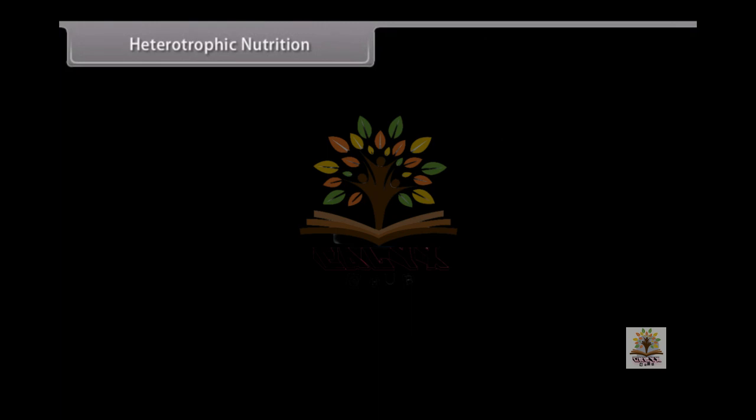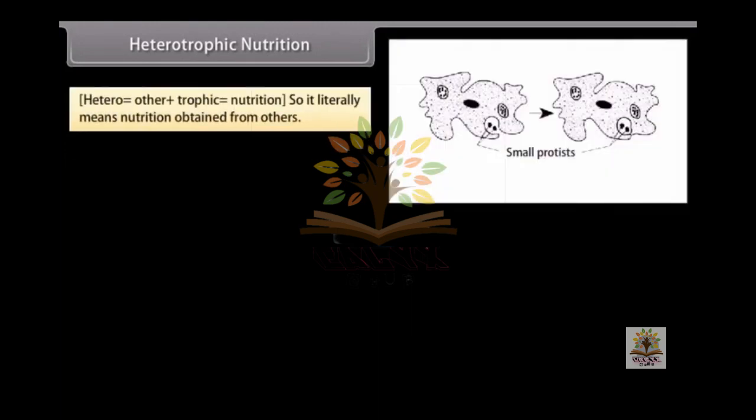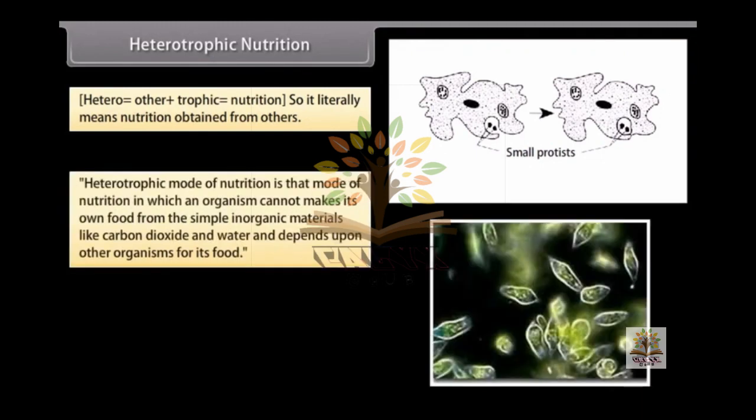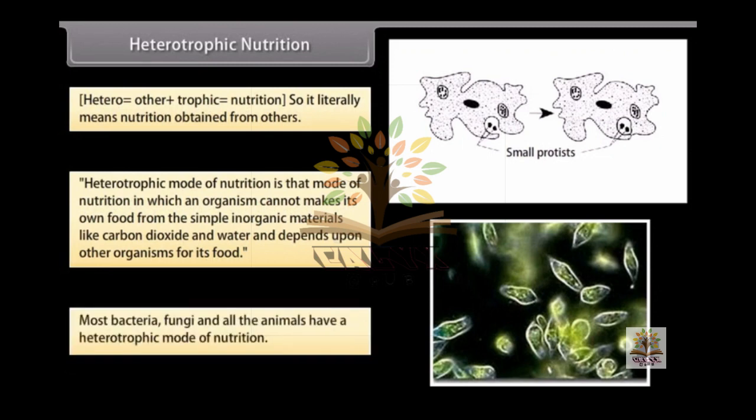Heterotrophic nutrition. Hetero means other, trophic means nutrition. So it literally means nutrition obtained from others. A heterotrophic mode of nutrition is that mode of nutrition in which organism cannot make its own food from the simple inorganic materials like carbon dioxide and water and depends upon other organisms for its food. Most bacteria, fungi, and all the animals have a heterotrophic mode of nutrition.